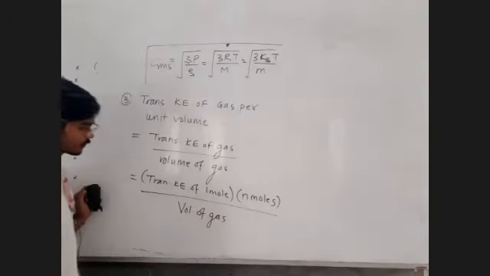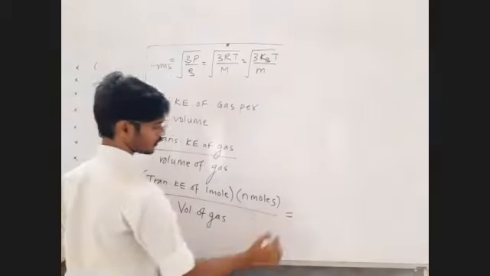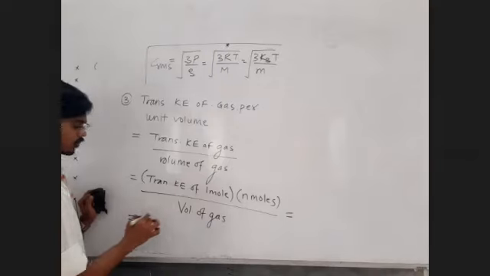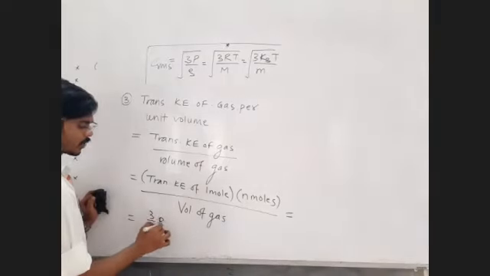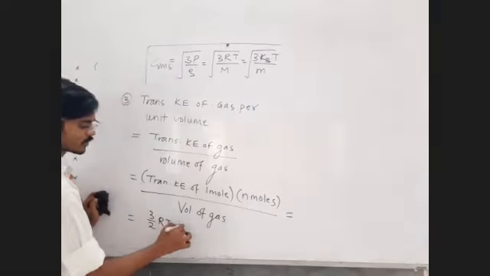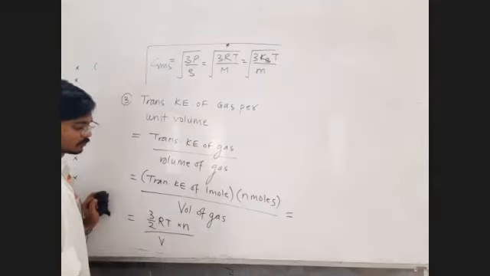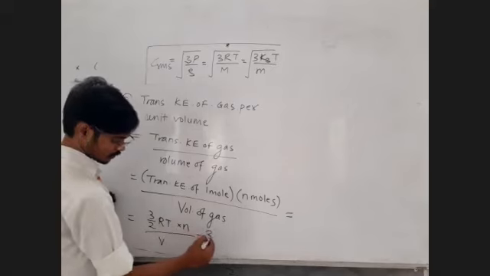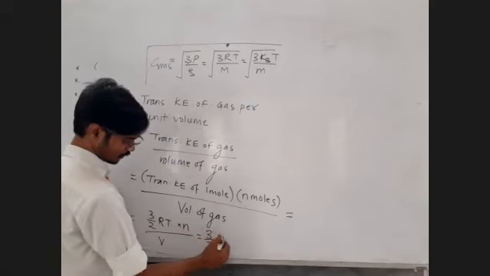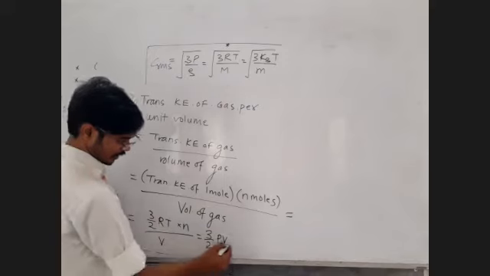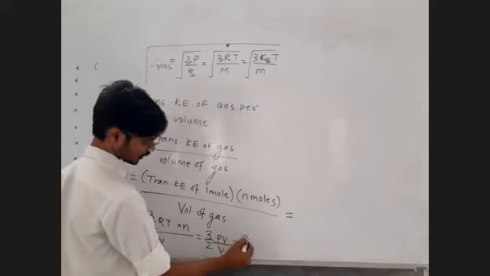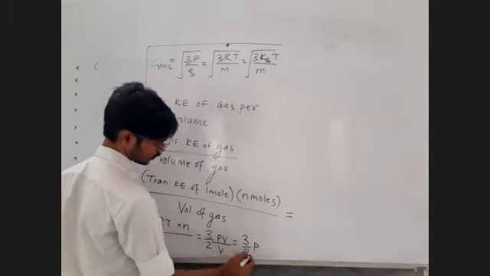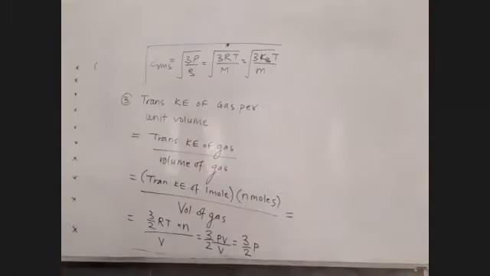Just keep on writing. Now, after doing the replacement in this formula, what we will get? Translational kinetic energy of 1 mole is 3 by 2 RT, such n moles are there, divided by volume. But sir, this nRT is nothing but PV. So let us write there 3 by 2 PV, and this divided by volume. So what we will get is 3 by 2 P. Volume cancels. Okay.